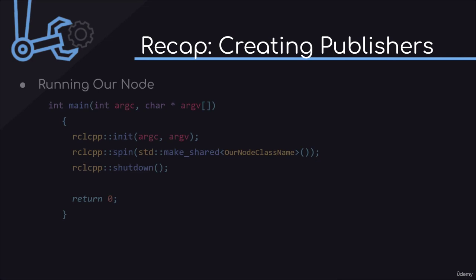Last but not least, we went ahead and ran our node in the main function by initializing our ROS client libraries, spinning our node class, and last but not least, when we get a shutdown message, like from hitting Ctrl+C in terminal, we tell our ROS client library communications to go ahead and shut down and return 0. In the upcoming lecture, we're going to go ahead and compile our C++ publisher code so that we can execute it and utilize our ROS functionality. So I'll see you there.